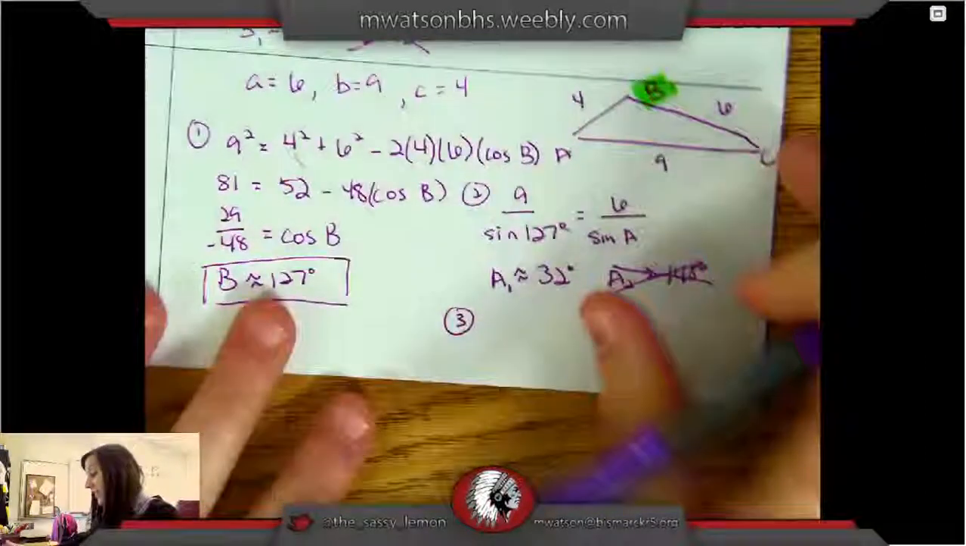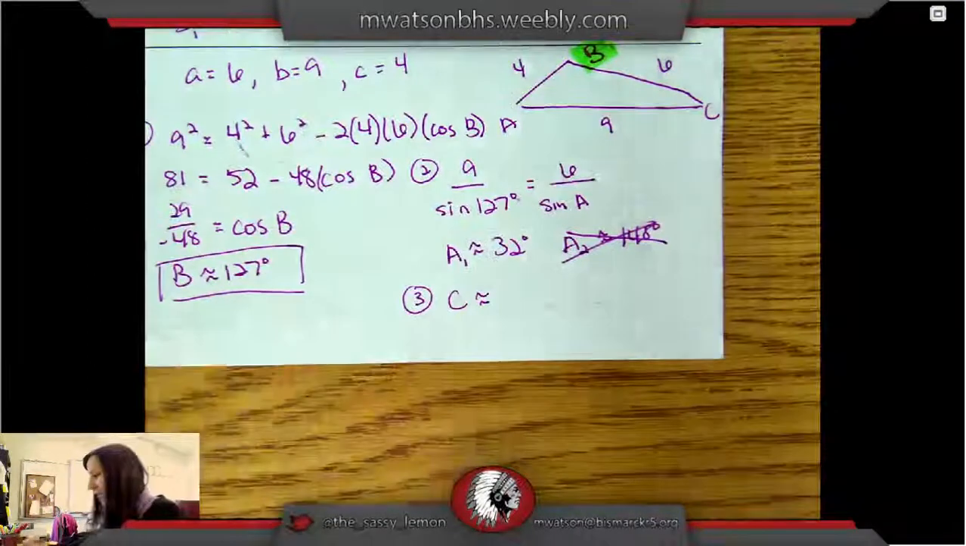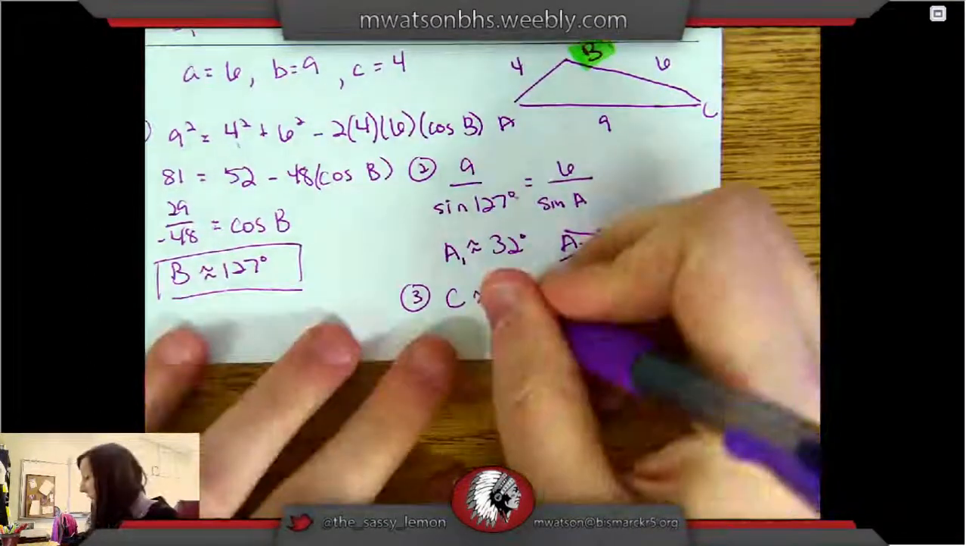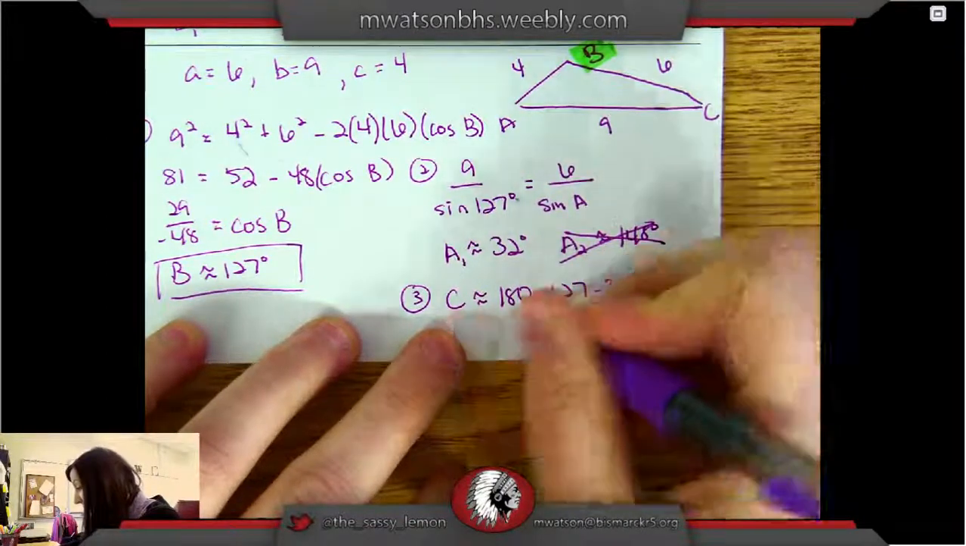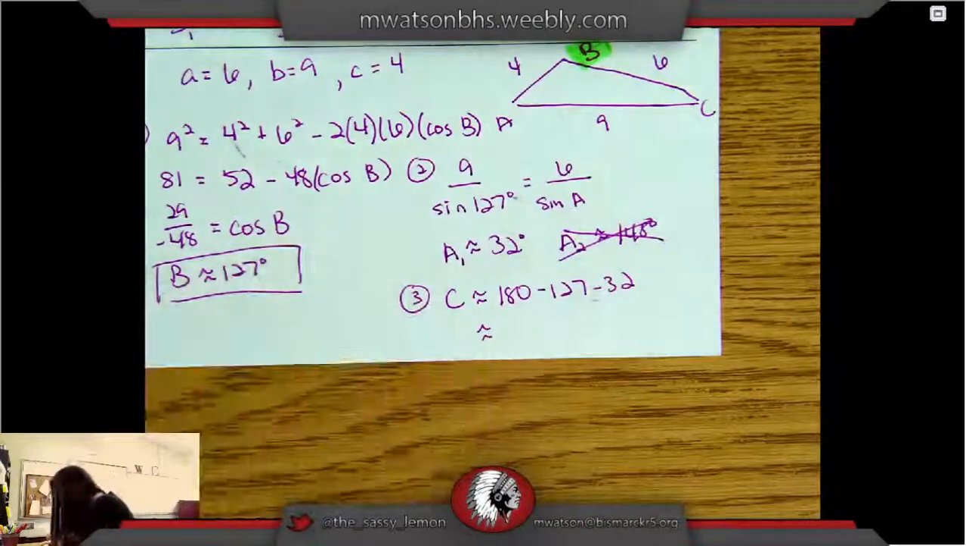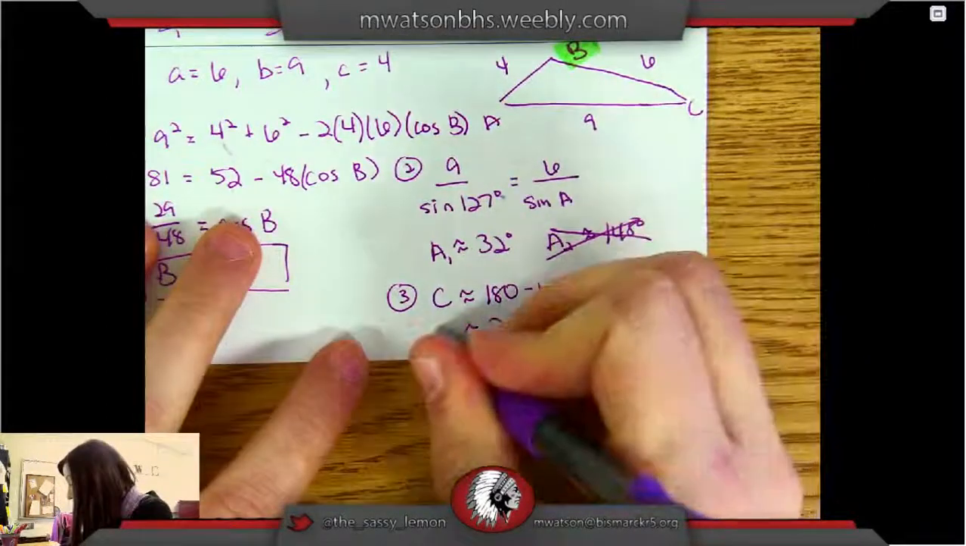And lastly, we're going to find the third angle, which is easy. We just do C is approximately. We know that all these angles need to add up to 180, so we're going to do 180 minus 127 minus 32, which is approximately 21 degrees. And we are done.